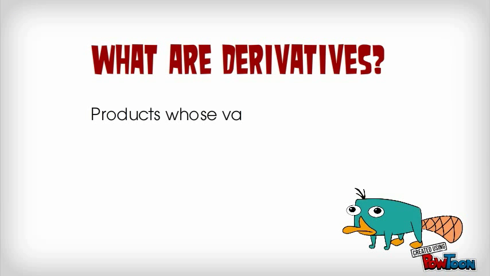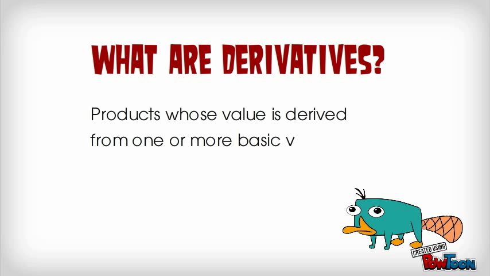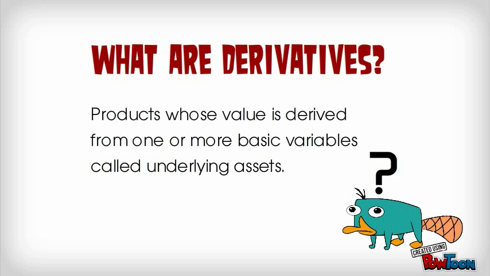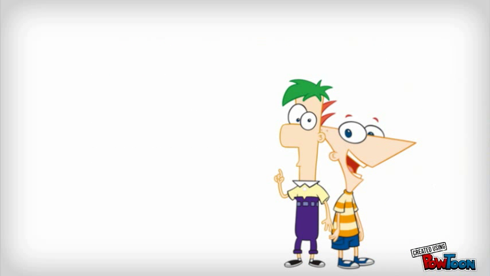Derivatives? What are derivatives? Derivatives are products whose value is derived from one or more basic variables called underlying assets, and there are different types of them. Hey, I already know what we are going to do today, Ferb. We are going to explain the different types of derivatives.